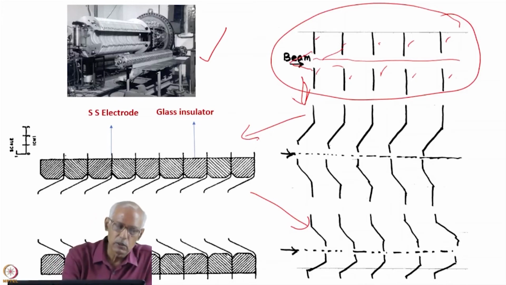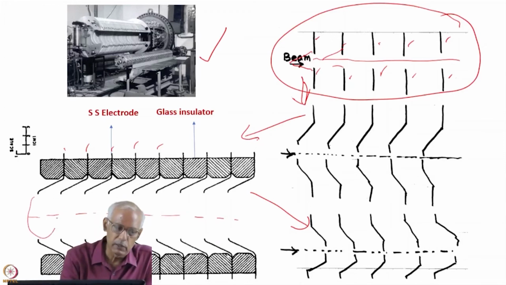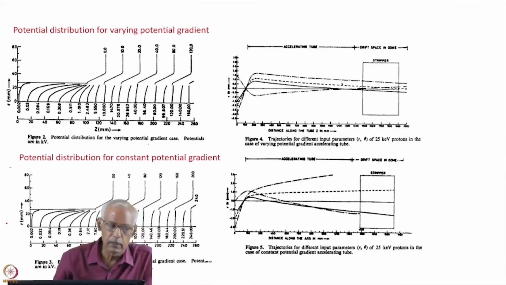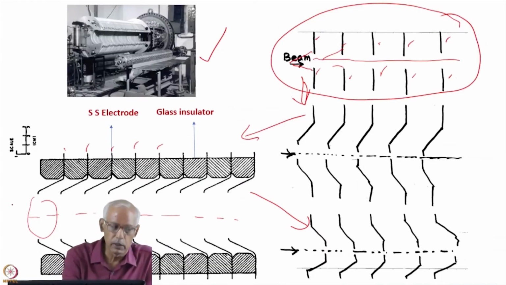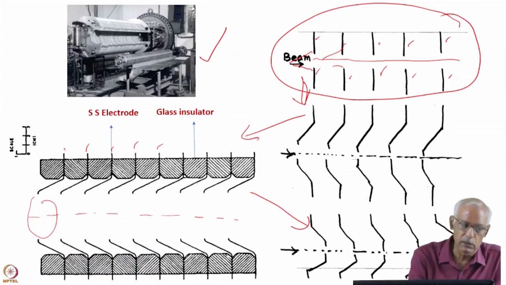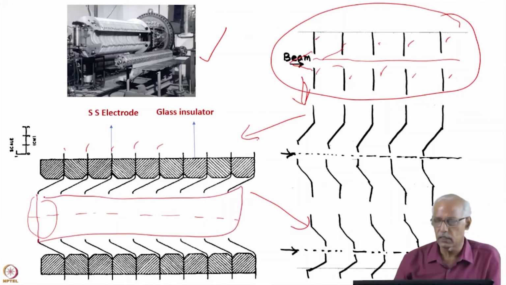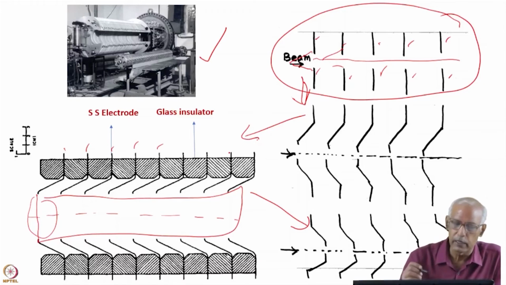Now, these are stainless steel electrodes, separated by glass insulators, and they are fixed voltage electrodes. You are only calculating the potential distribution in this region where the beam is going. So let's say the beam is going in this way. Then you have to calculate the field distribution, or the voltage distribution, in this region, and then calculate the trajectories along this.